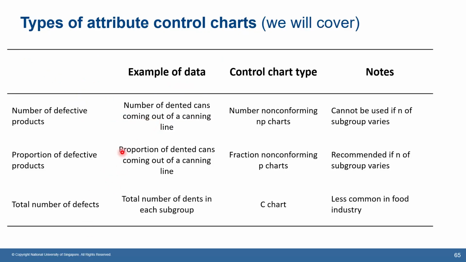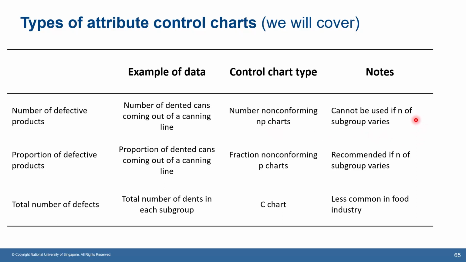So as we look over here, for example, if you are measuring the number of defective products, an example will be the number of dented cans coming out of a canning line. In this case, you'll be using a number non-conforming chart, also known as an NP chart.